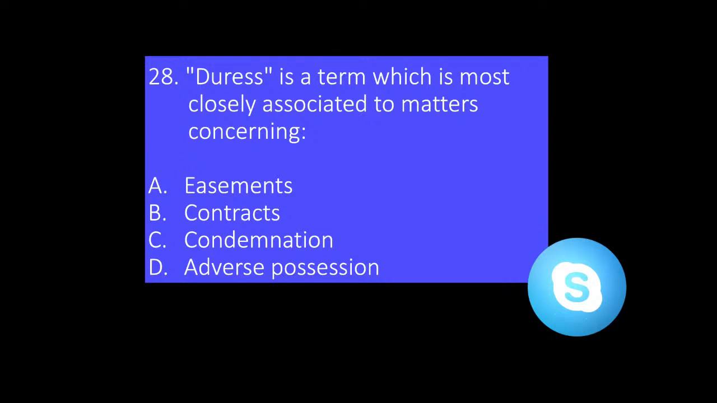As I understand the words easement, I understand the words adverse possession pretty well. I understand contracts. So duress is more somebody signed a contract under duress. Associated with. So it's B. Suddenly it rang the bell. The light bulb kind of lit up. I cannot think too hard.